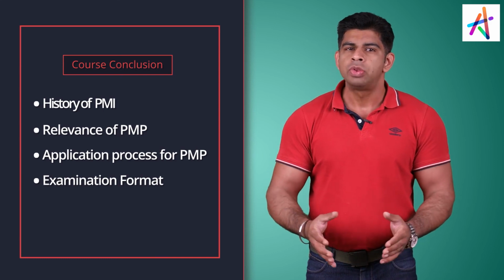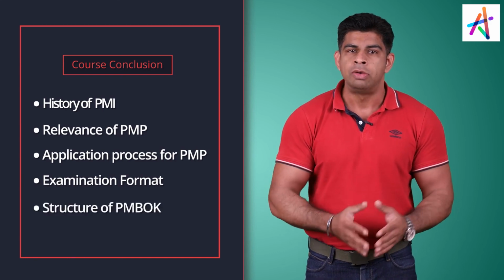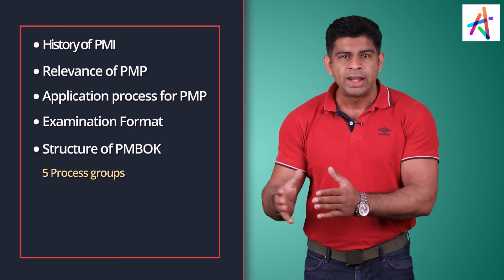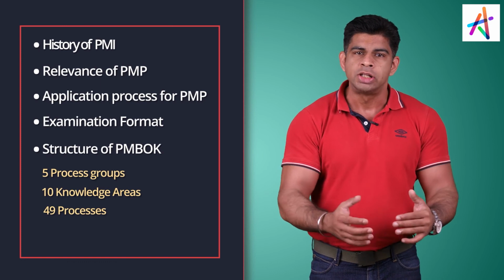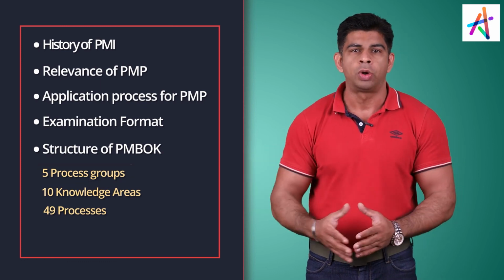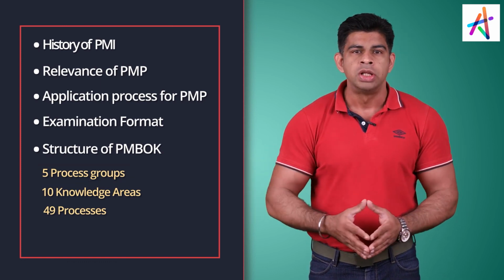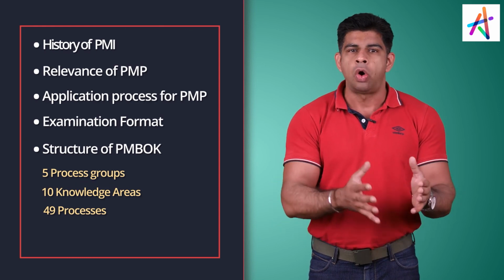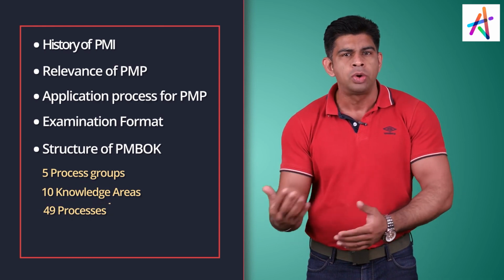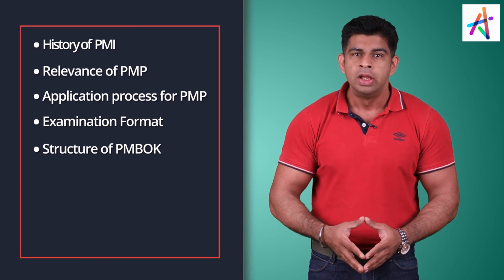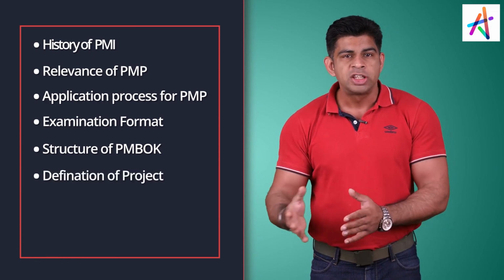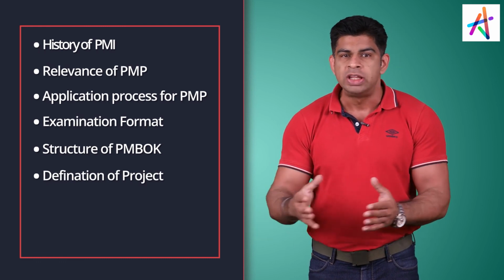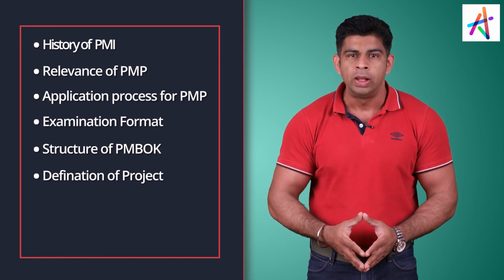Then we spoke about the structure of PMBOK, in which we spoke about the 5 process groups, 10 knowledge areas, and 49 processes. We started with the details of the process groups, the flow of the process groups. Then we spoke about the knowledge areas, and we covered all the 49 processes and explained how they logically connect with each other. Then we spoke about the definition of project. What is project and operations? What is the difference between these two? We covered that briefly as well.